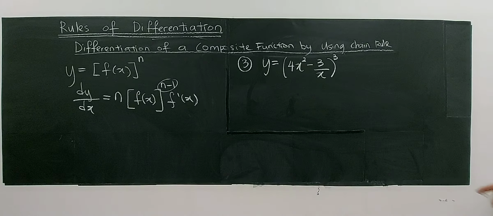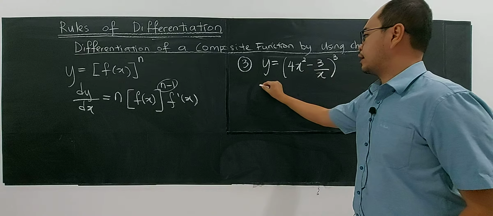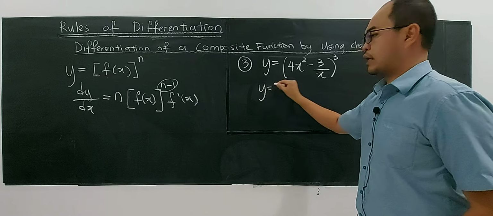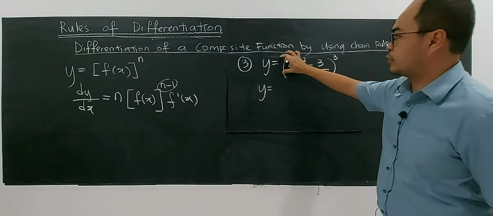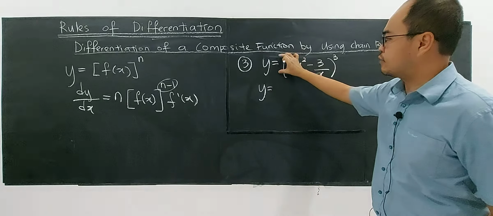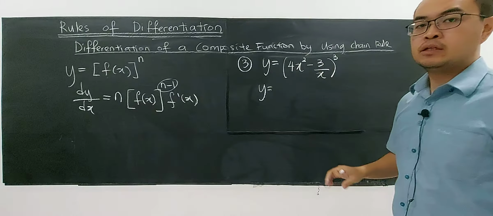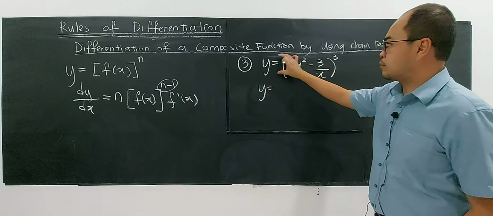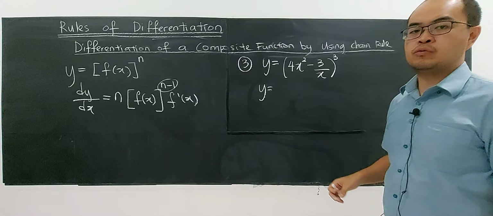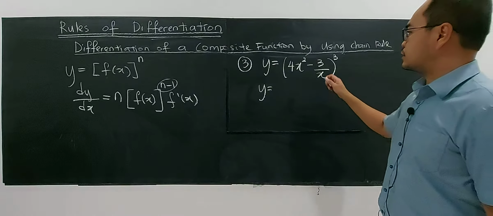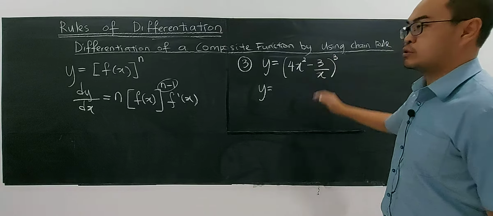How is it? Very simple. If you see there is a power there, this must be a single function. There are no other functions multiplied with this function. If there is a function multiplied with this function, then we need to apply another rule we call the product rule. Now this case is a single function to the power of 3.